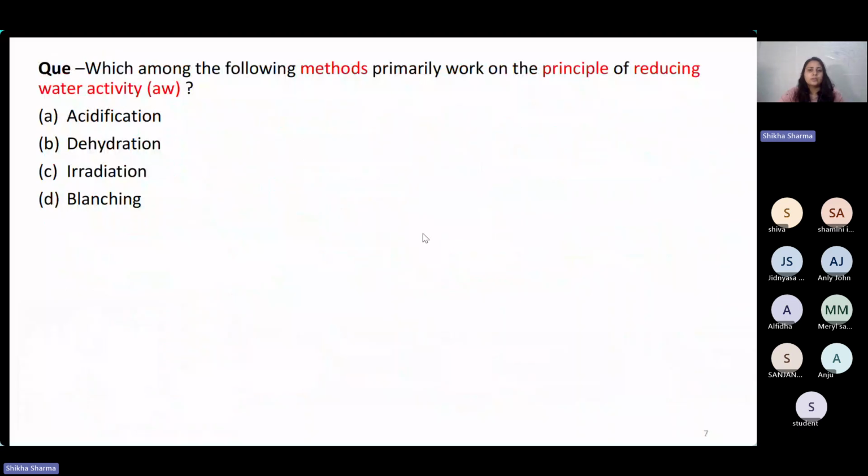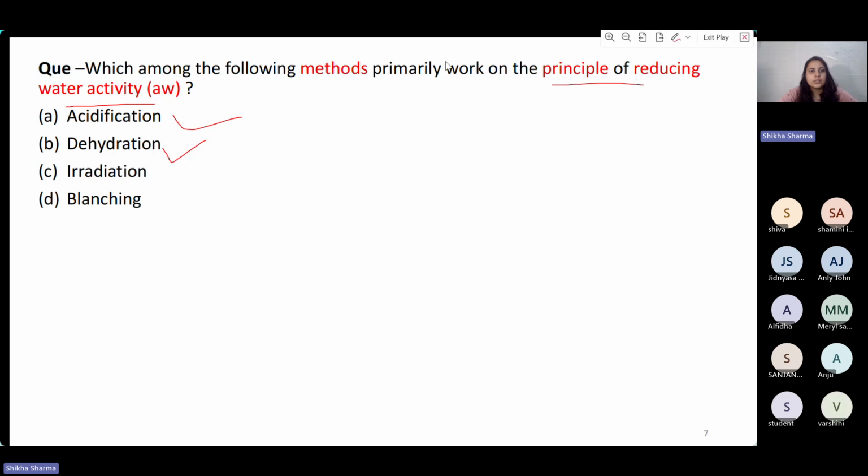Okay, so let's discuss the second question. Which among the following methods primarily works on the principle of reducing water activity? Acidification, dehydration, irradiation, and the last is blanching. So which is the method which works on the principle of reducing water activity?